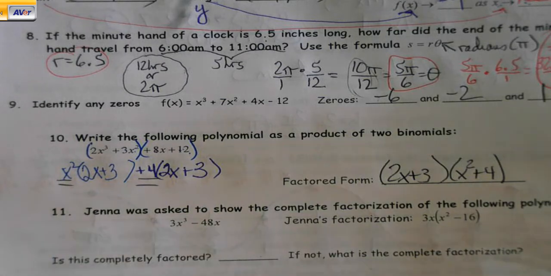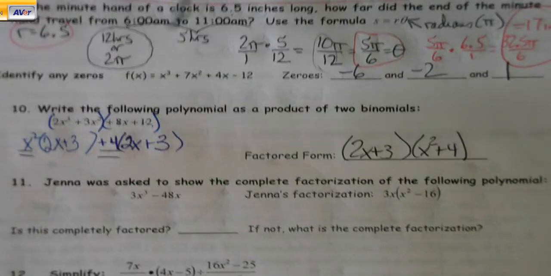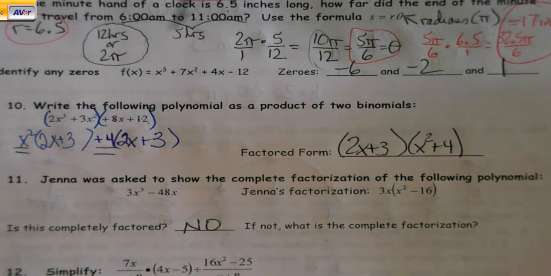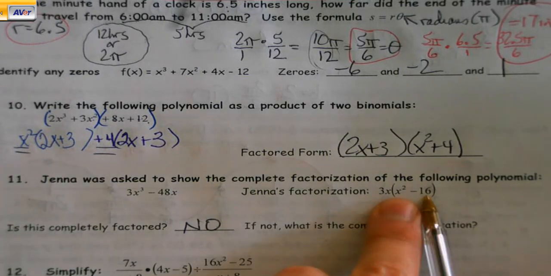Jenna was asked to show the complete factorization of the following polynomial. Jenna did this. Is it completely factored? Okay, easiest point on the entire exam. I'm not going to ask you a question and have it be perfect already. That'd be silly. So, no. If not, what's the complete factorization? It's our arch nemesis, people. What is this? X squared minus 16.